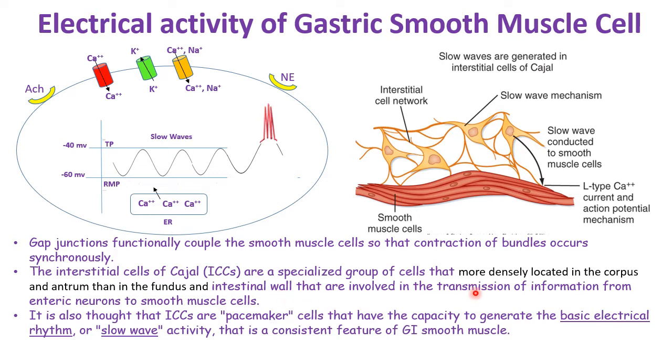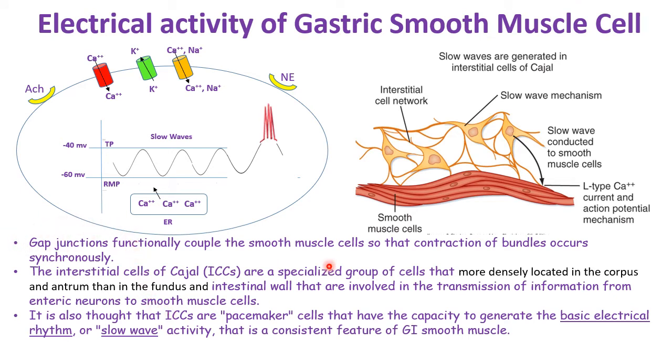And as I mentioned, they are involved in the transmission of information from the enteric neurons to the smooth muscle cells. And as you know, the smooth muscle present in the gut is considered a single unit smooth muscle, and this allows the smooth muscle to act as one unit, so when they contract, they contract together. That means the whole sheet of smooth muscle is going to work together and contract together, and this is due to the presence of gap junctions.